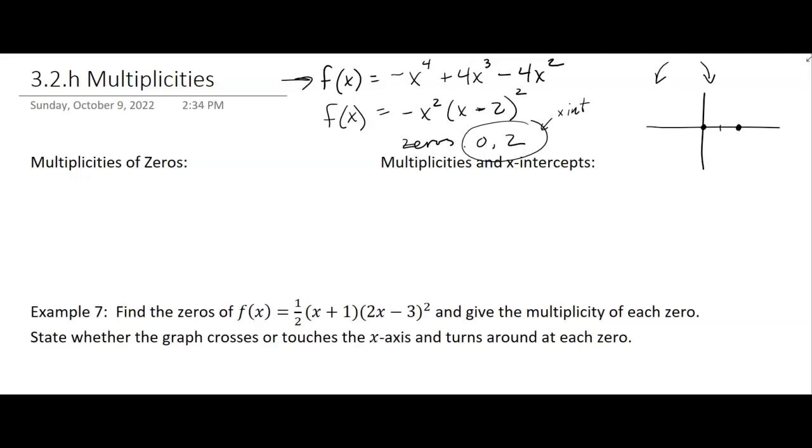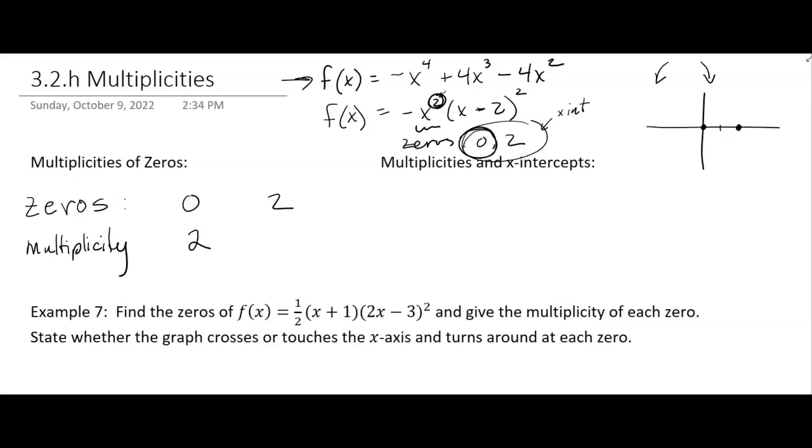Okay, now we're going to talk about multiplicities of zeros. So where did that 0 come from? It came from this expression right here. And notice that the exponent was 2. That means, if I'm listing the zeros, and I say there's a 0 and there's a 2, I want to list what's called the multiplicity. A multiplicity is how many times that factor appears. So the multiplicity for 0 is 2 because the exponent is 2.